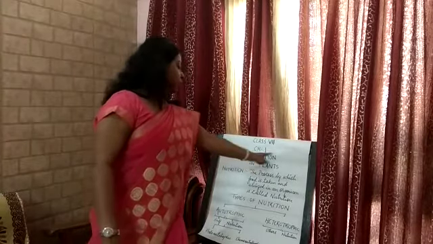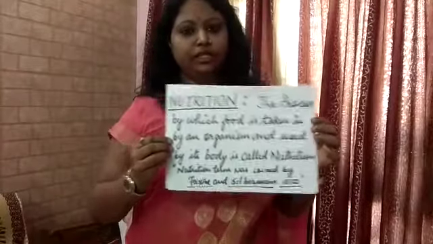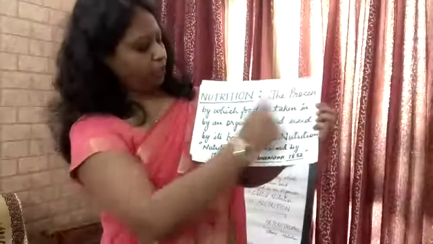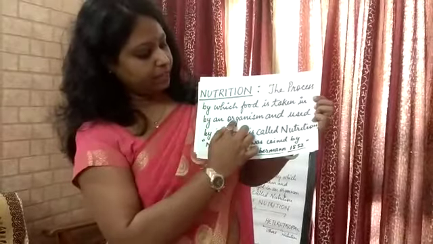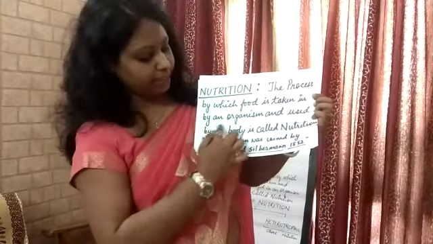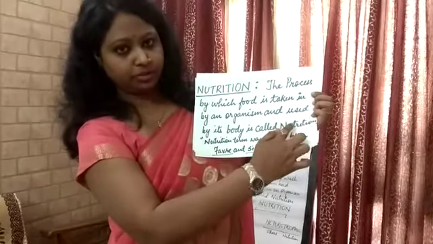Clear? So, what do we mean by nutrition? In simple terms, it is to have food. Nutrition is related to food. If we see the scientific definition of nutrition, I'll make it more clear. Can you see? Nutrition is the process by which food is taken in by an organism and used by its body.